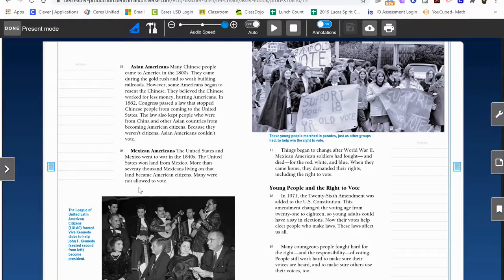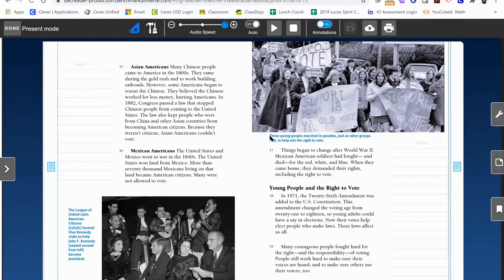Okay. And on page 29, you see a bunch of young people marching with signs, protesting. So this photo helps me understand how much young adults cared about their voting rights. And this goes with the text because it does say right here that many courageous people were fighting hard in order to get the right to vote.